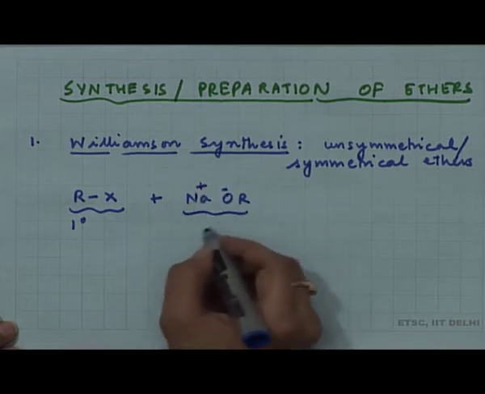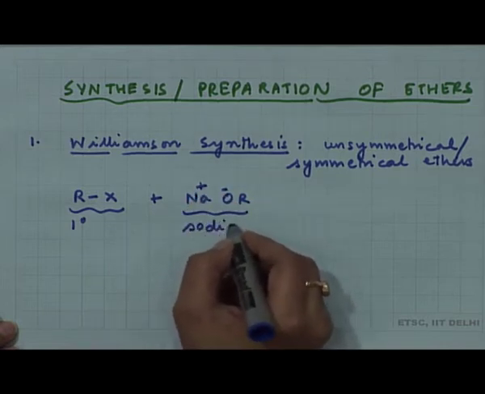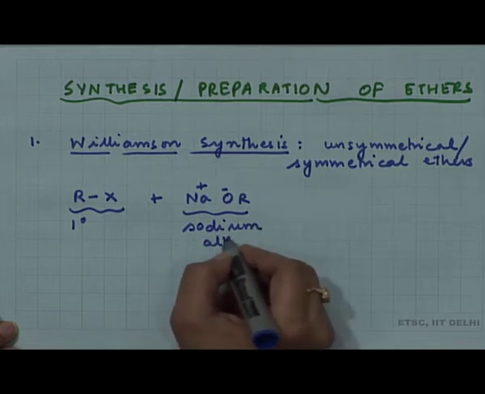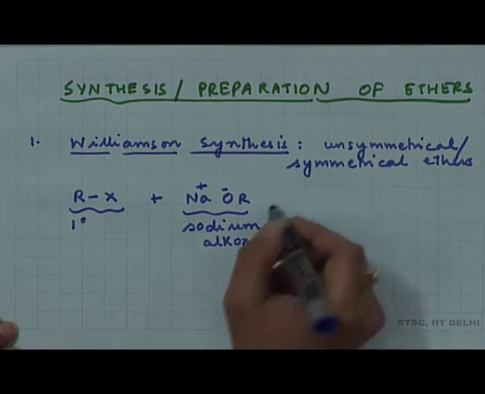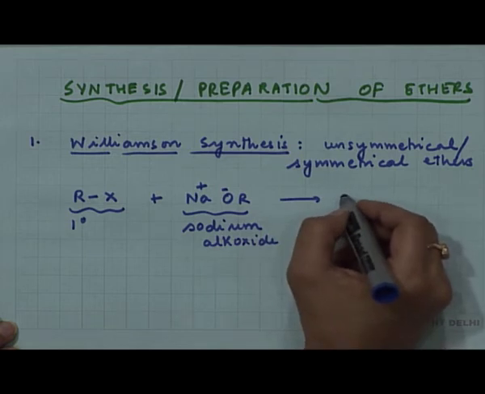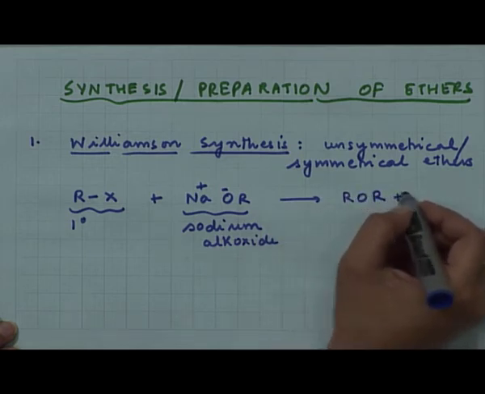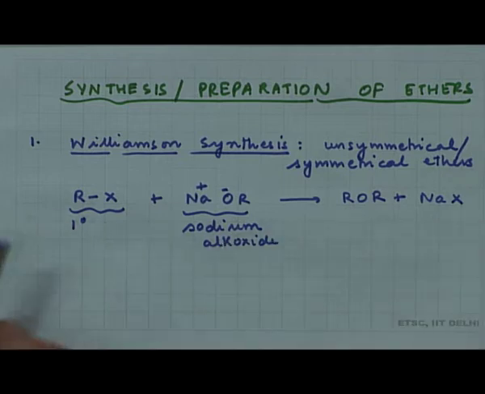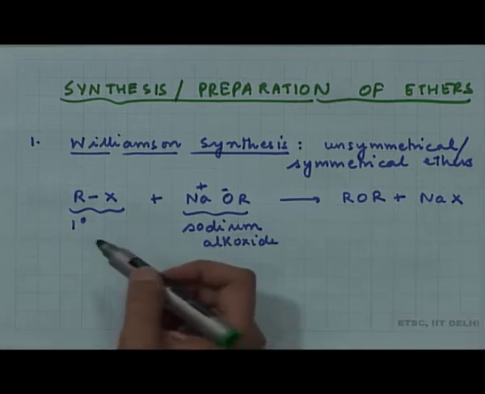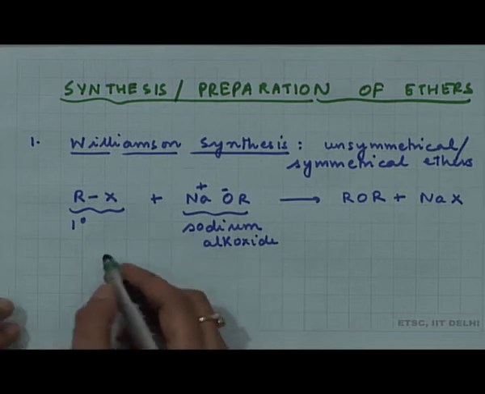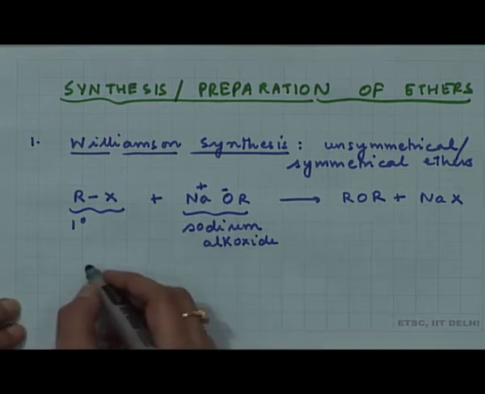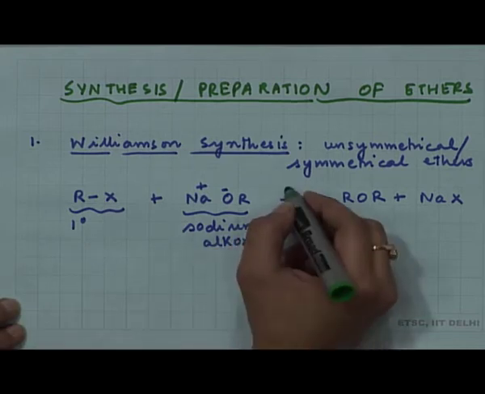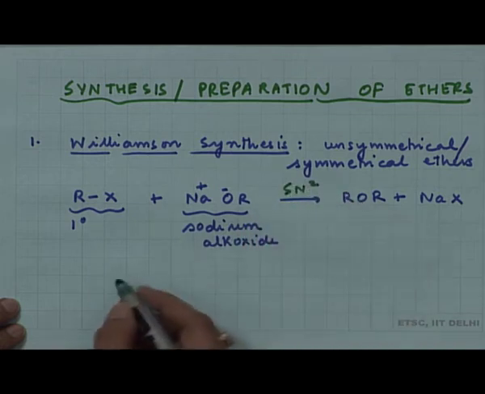Okay. So, this is the sodium salt of an alcohol, which is called sodium alkoxide. When you react the alkyl halide with sodium alkoxide, you get the corresponding ether along with formation of sodium halide. In this case, as I told you, the limitation is that this has to be a 1 degree alkyl halide. Why so? Because the reaction involved here is an SN2 type of reaction. So, it is an SN2 substitution reaction.